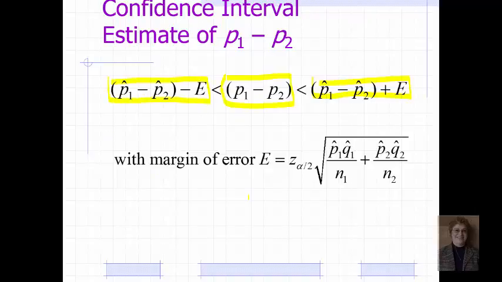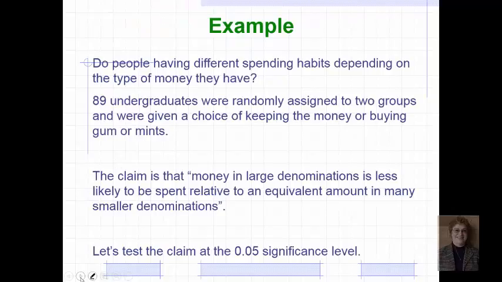Confidence interval. Our margin of error is going to be our critical Z, and then we're going to use our sample data here. So we're going to use p̂1 times q̂1 divided by n1 plus p̂2 times q̂2 divided by n2. We're going to add those together, take the square root, and multiply it by our critical Z for our margin of error. And that's what we're going to add and subtract to the differences of our sample proportions.